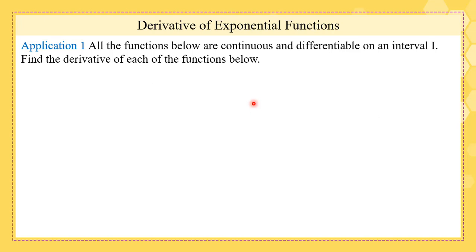Here we need to find the derivative of each of the functions below. Try to do it alone. Well, if we want to derive, the derivative of e^x is e^x, the derivative of e to the power minus x is minus e to the power minus x, and multiplied by this negative sign it becomes positive.